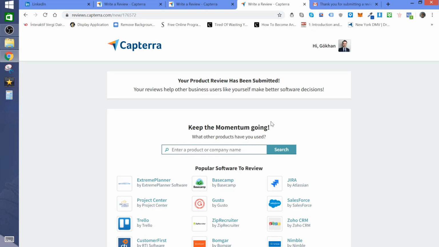If you have spare time, instead of wasting time on social media, you can write 10 reviews for Capterra, and you can earn $50. Write another 10 reviews for other softwares, and you can earn $50 more.